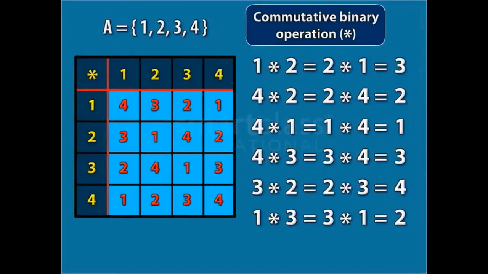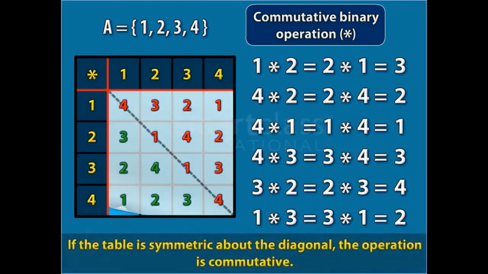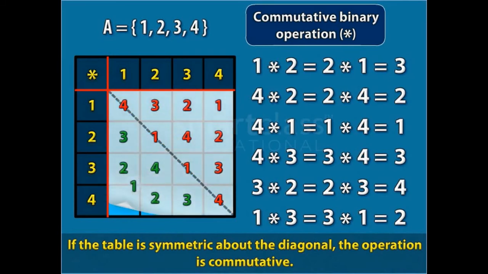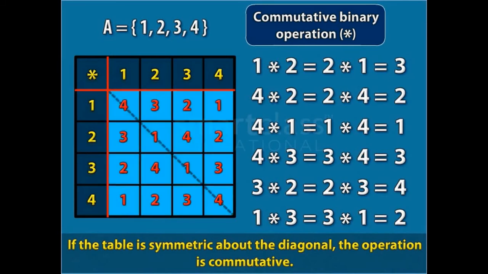Here is one easy way to find that the operation defined by a table is commutative. Draw a diagonal line from upper left to lower right like this. If the table is symmetric about the diagonal, the operation is commutative, otherwise it is not.